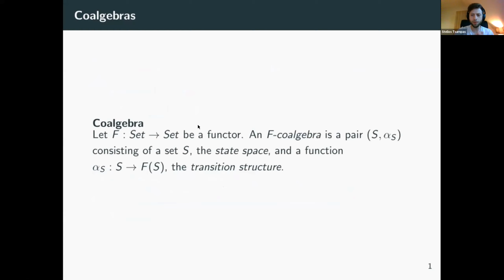So coalgebras are this remarkably simple mathematical structure, which consists, first of all, of an endofunctor. Let's just stay in the category of sets, F. And an F coalgebra is simply a certain object in this category, a certain set S, and an arrow from S to FS. We call S the state space of the coalgebra, and the arrow the transition structure of the coalgebra. And these are used to abstractly describe systems of sorts that perform transitions over time.